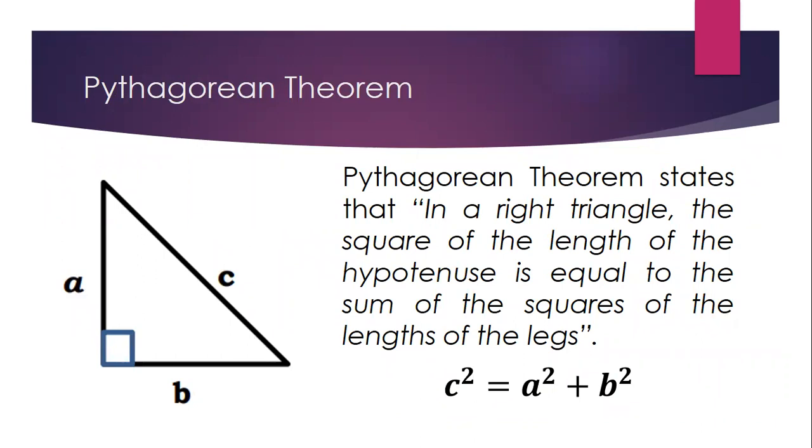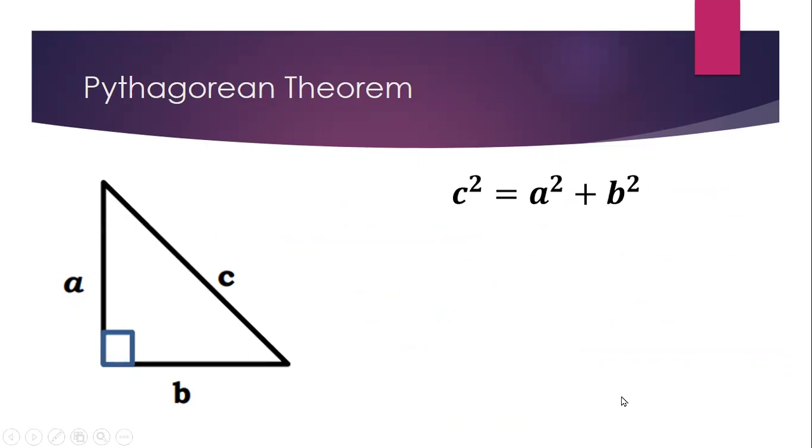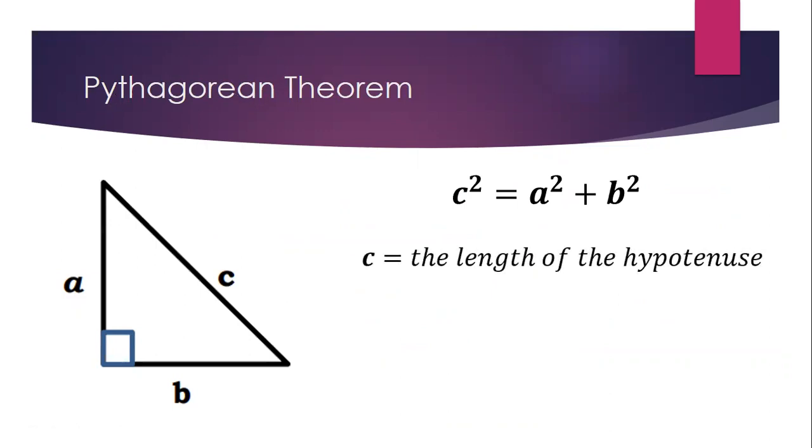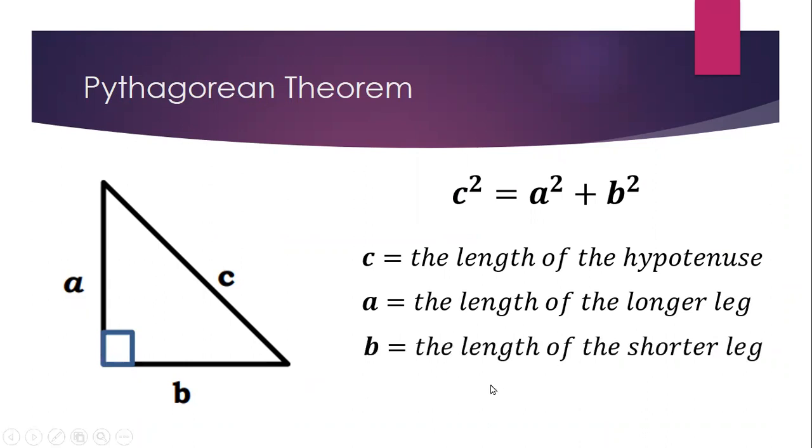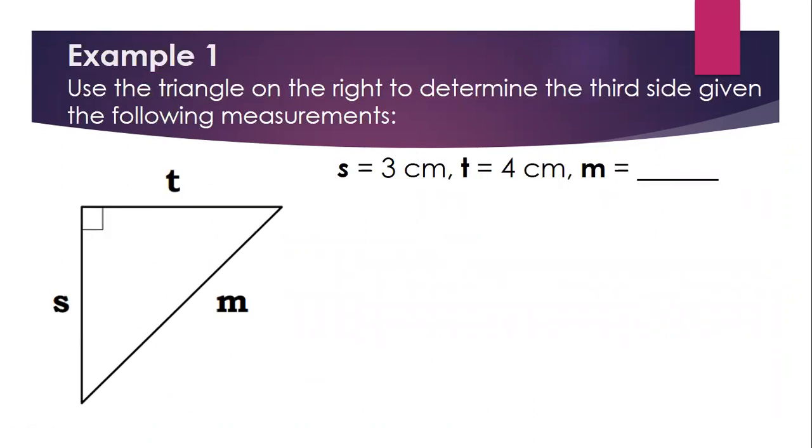The Pythagorean theorem states that in a right triangle, the square of the length of the hypotenuse is equal to the sum of the squares of the lengths of the legs. Sa madaling salita, c squared is equal to a squared plus b squared, wherein c is equal to the length of the hypotenuse. So ito po ang ating hypotenuse. And a is equal to the length of the longer leg, and b is equal to the length of the shorter leg. Okay? So let's have an example.